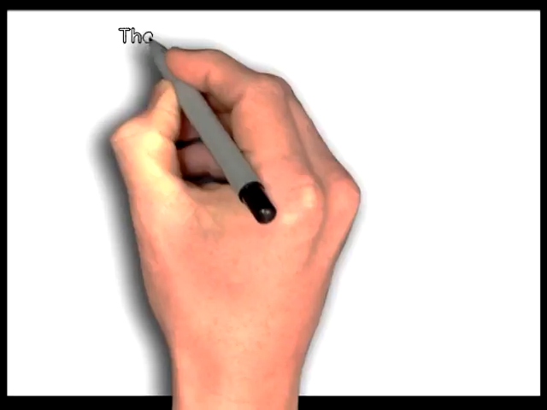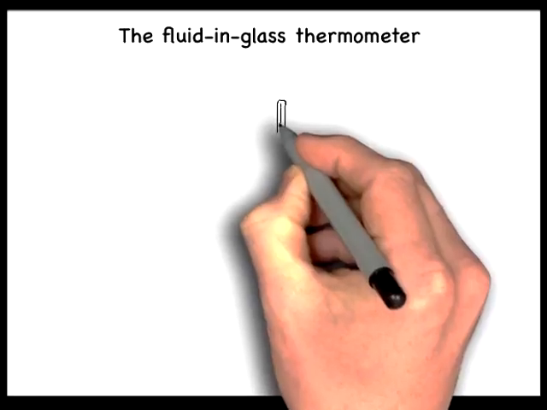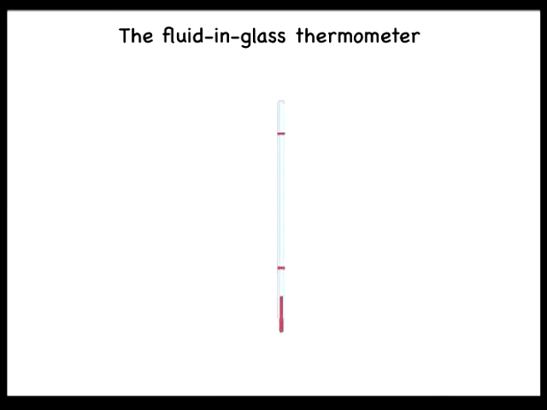The principle of operation of a fluid and glass thermometer, as we have already seen, is based on the dependence of fluid volume on temperature. Most fluids expand when heated, and all we need to do is calibrate this expansion with regard to temperature by finding positions of various known temperatures, like the ice and steam points of water.